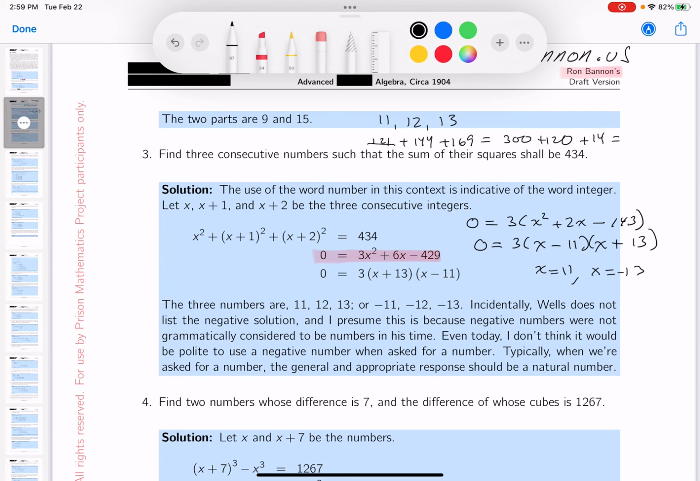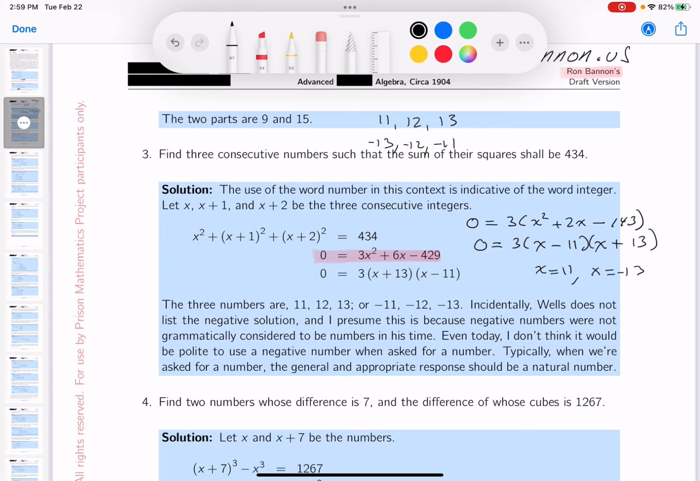Let me erase this over here. I want to put that in the other integers though. And what would that be? Minus 13. Well, the next one up from that would be minus 12. And the next one up would be minus 11. And again, when you square those things, you're still getting 11 squared, 12 squared, and 13 squared. So this is also acceptable.